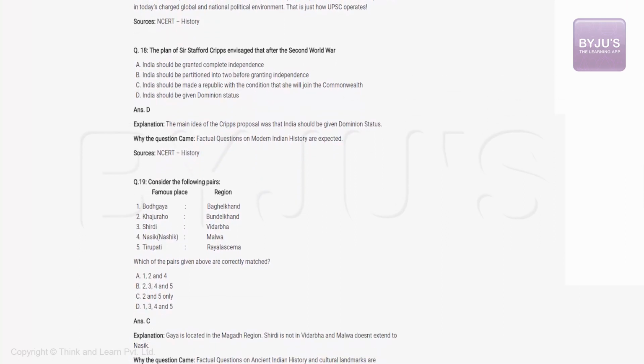But this is a category C question. If you ask me, for you it might be different because you are very, very familiar with Tirupati being in Rayalaseema, etc. But otherwise, it's a category C question.